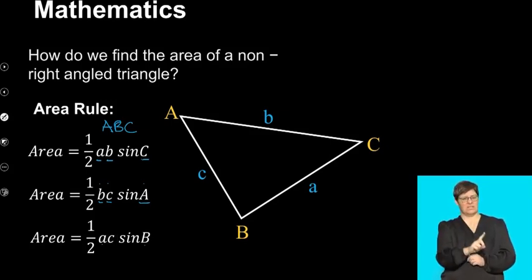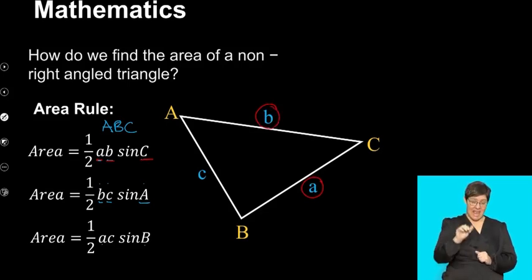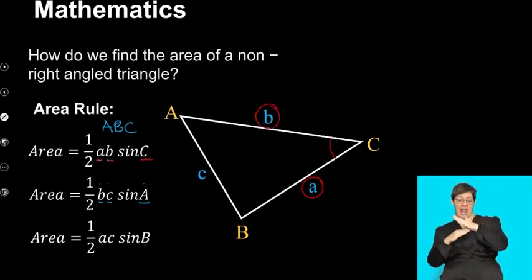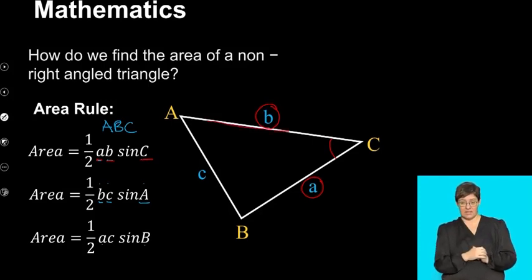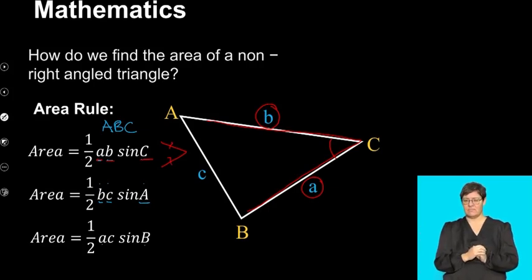What does this look like on the triangle? Let's look at the first one. The first one we have is half ab sine C. So if we're using the first version of the area rule, we're using side a, side b, and angle C. If you notice, these three measurements are sitting in a kind of V fashion. So we have that side, we're using that side, and we're using the angle in between.